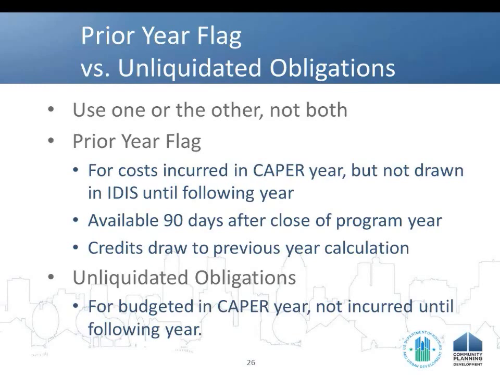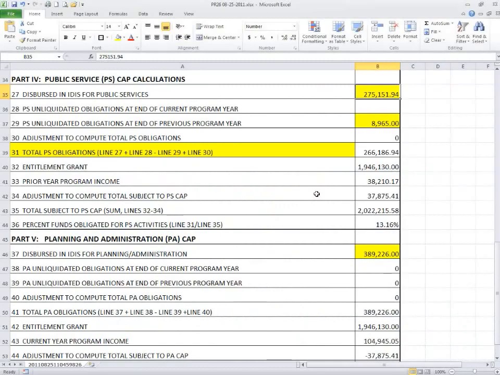Your CAPER. That's why they put that time limit there. So any draws done 90 days after the close of your program year, where the costs were incurred in the previous program year, go ahead and use that prior year flag. So if I did the draw in 2011, but I used that prior year flag, it will still show up as dispersed in 2010, and that's exactly what we want.